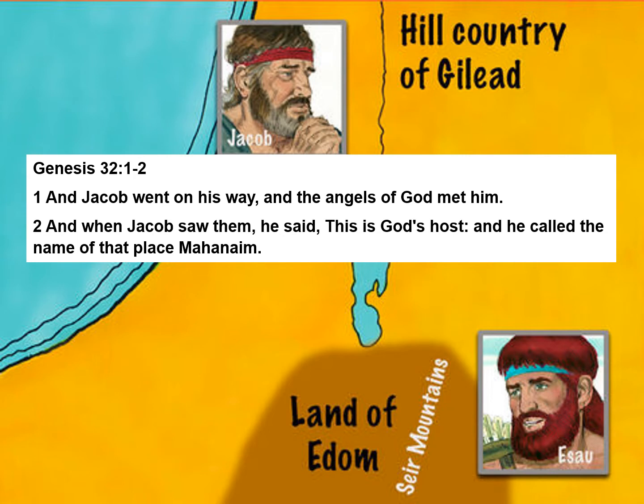Genesis 32:1-2. And Jacob went on his way, and the angels of God met him. And when Jacob saw them, he said, This is God's host. And he called the name of that place Mahanaim.